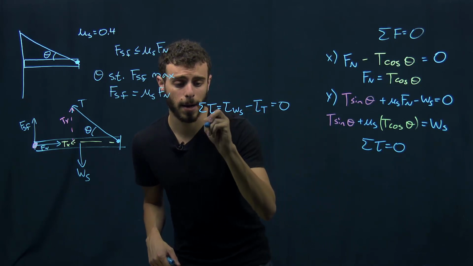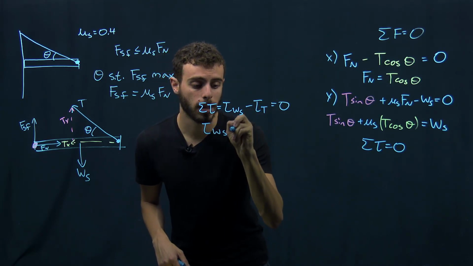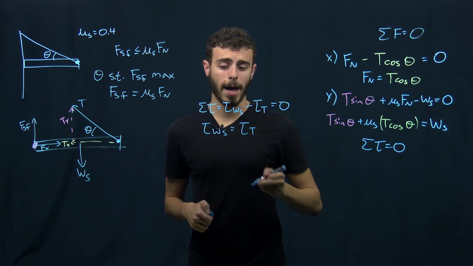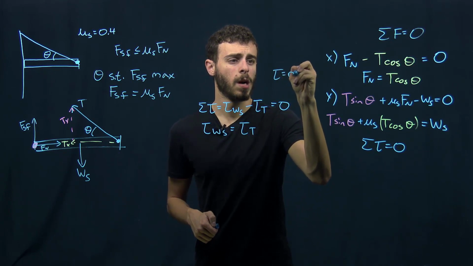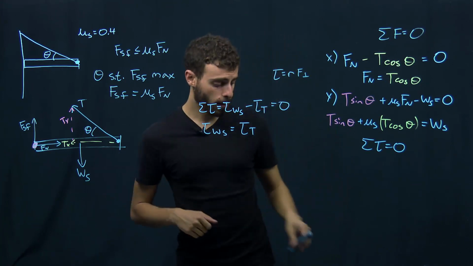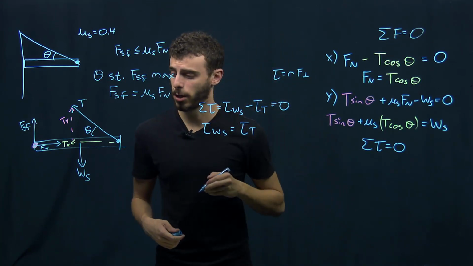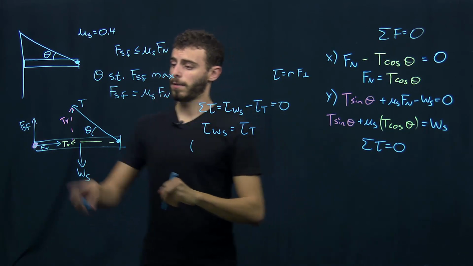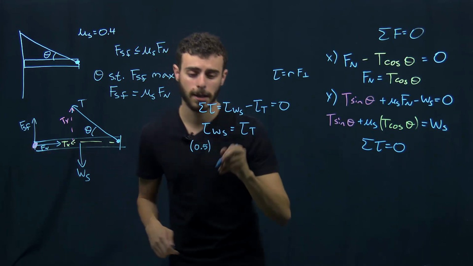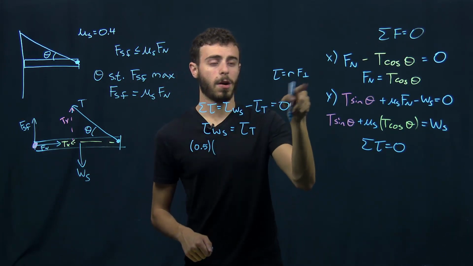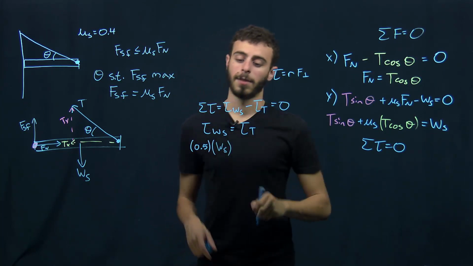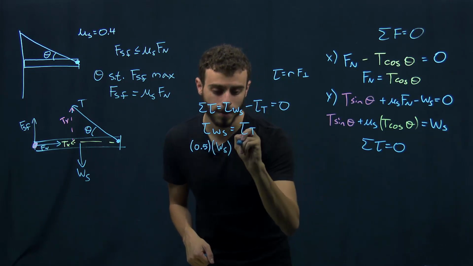In this case, that amounts to setting the torque from the weight of the stick equal to the torque from the tension. And we know that torque is equal to R times F perpendicular. For our weight, that's pretty straightforward. The torque is going to be our distance from our pivot point, which for the stick is 0.5 because it's halfway to the end of the stick, multiplied by our weight. This is our R times our F.